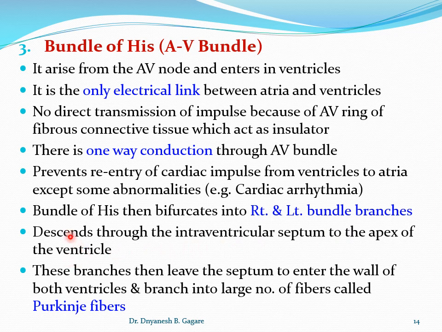Okay, now we'll continue. The bundle of His, once it has entered the ventricle, divides, that is, bifurcates into two branches, the right bundle branch and the left bundle branch. These bundle branches then descend through the intraventricular septum to the apex of the ventricle. We discussed in the diagram exactly where the bundle of His and its branches are located.